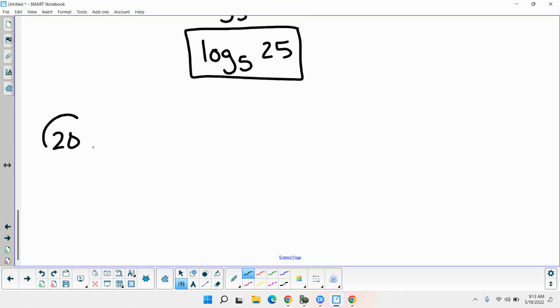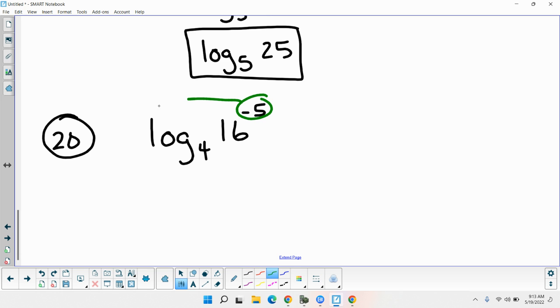Number 20 for today, last one for today. So we got log base 4 of 16 to the negative 5 power. Okay? I like to use my rule. Since it's a log, what can I do with that negative 5? I like to put that out front.